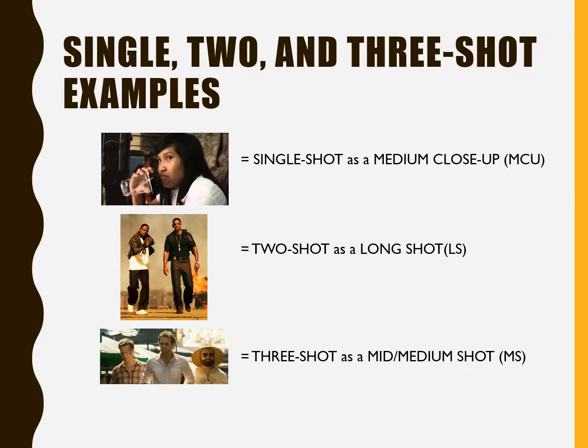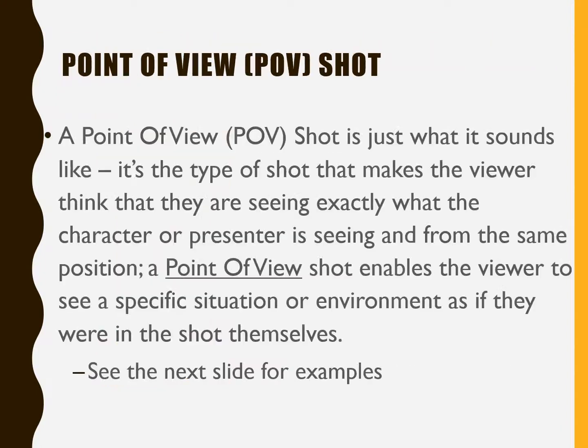Here's some examples using those ones we just talked about. Single shot is a medium close-up. 2-shot is a long shot. 3-shot is a mid-medium shot, right? So you want to think about the whole picture, literally, and give all the information that you need, right? A point of view shot is also called a POV, is just what it sounds like.